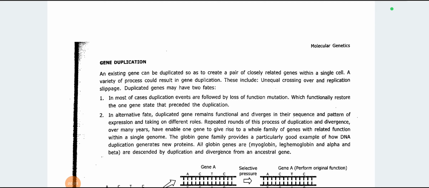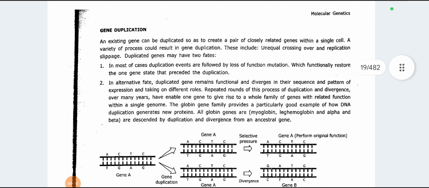So welcome back guys. Today we will discuss gene duplication. So what is gene duplication? An existing gene can be duplicated to create a closely related gene within a single cell. It replicates to form a closely related gene within a single cell, and there are several processes which can lead to duplication. This can be unequal crossing over and replication slippage.